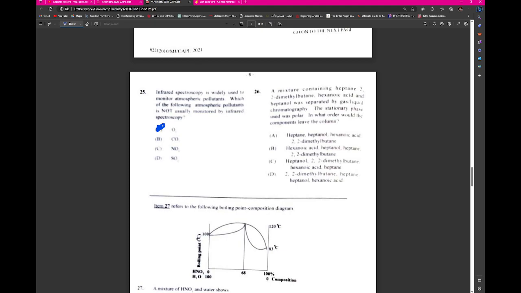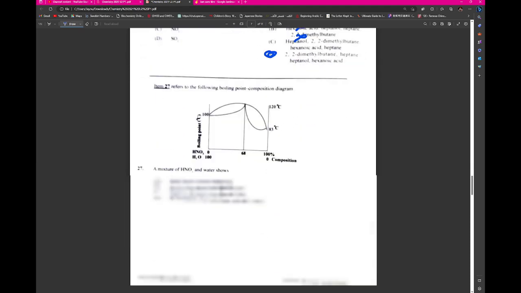So we're looking for the most non-polar one, which will not interact with the polar stationary phase, to leave the column first. With that, heptane may come out first, yes, but heptanol can't come before 2,2-dimethylbutane. Hexanoic acid would definitely come last. Heptanol would definitely come penultimate. So the two most non-polar things will come out first, then the two most polar things will come out last.